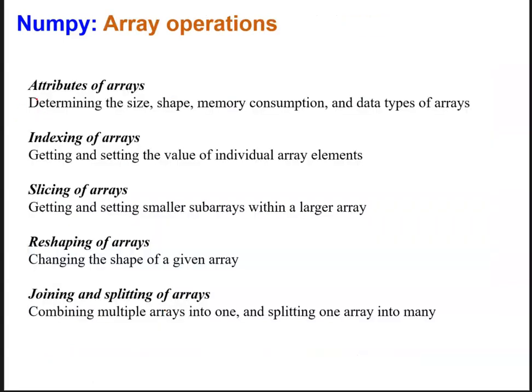Now, when we are working with arrays, we need to obviously perform array operations. There are different types of operations in arrays. For example, there are operations to determine the size, shape, memory consumption and data types of arrays. Indexing is the process of getting and setting the value of individual array elements. We'll see what that means after a few slides. It's just extracting the elements of an array. Slicing is basically getting sub arrays from a larger array. And reshaping, sometimes we need to change the shape of arrays, as we'll see later on. That's also an array operation. And joining, as the name suggests, you need to sometimes join arrays or split arrays into sub arrays.